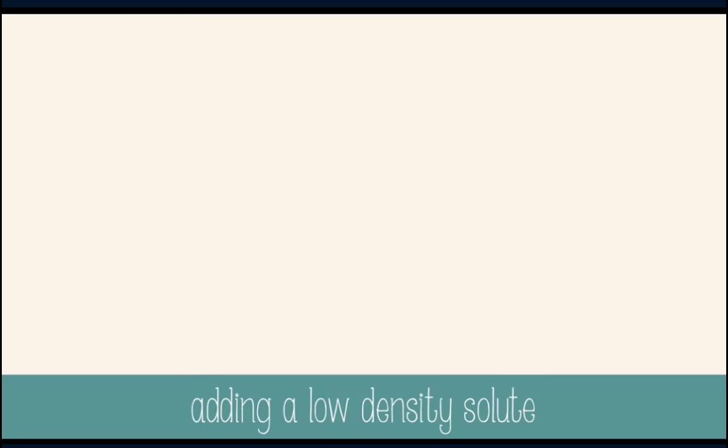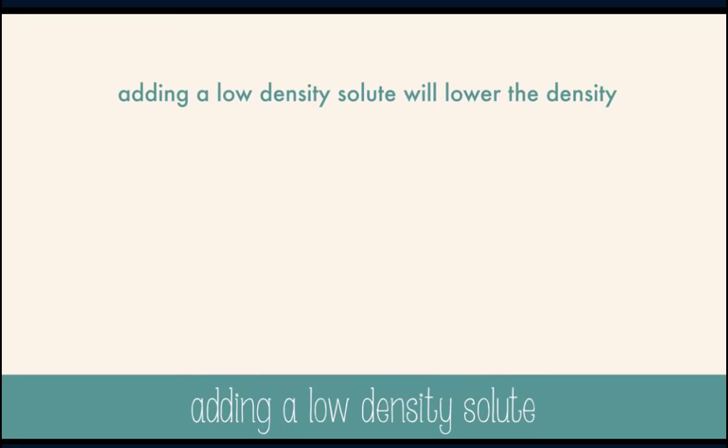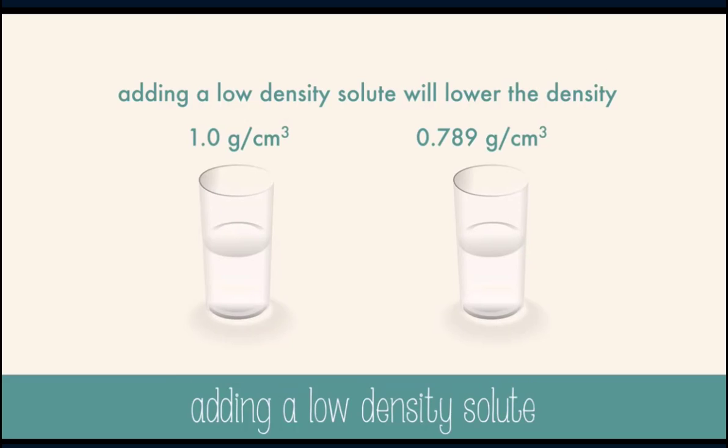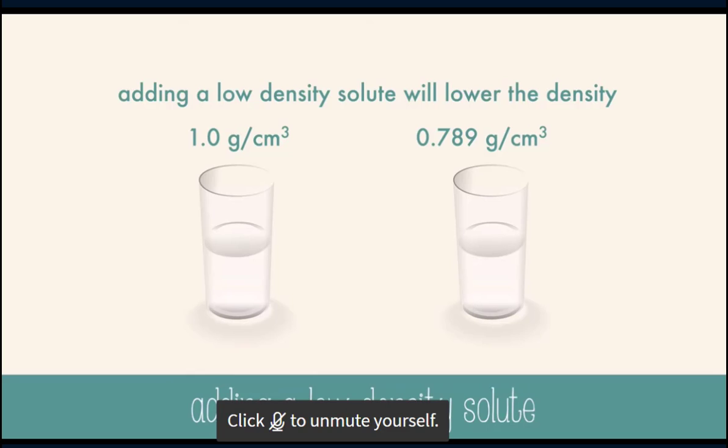The opposite is true too. Adding a low-density solute will lower the density of the solution. Ethyl alcohol has a density that's lower than water. When you mix alcohol with water together, the overall density is less than the water's density alone.